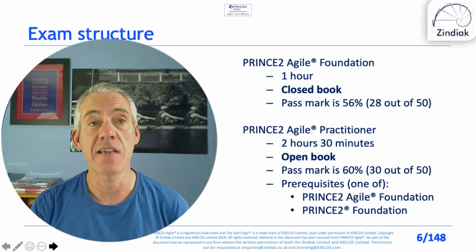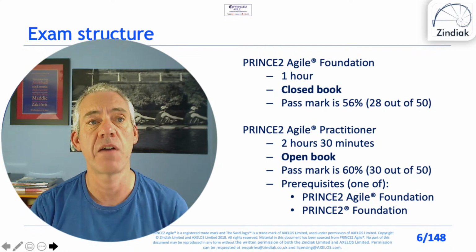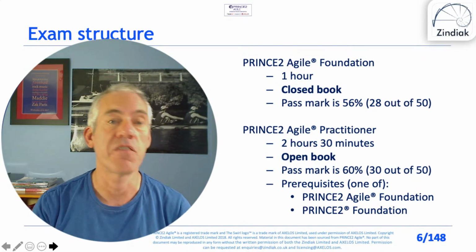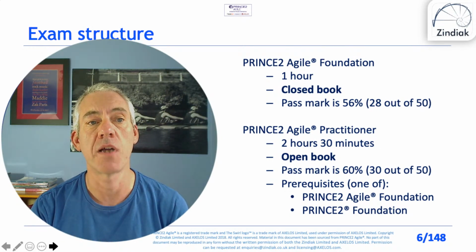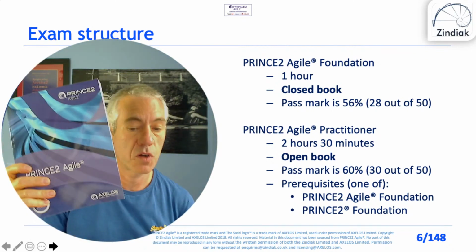In terms of the exams, you're preparing for either the foundation or the practitioner exam. The foundation is 1 hour, it's closed book. The pass mark is 28 out of 50 or 56%. The PRINCE2 Agile practitioner is 2.5 hours, it's open book, which is this book.